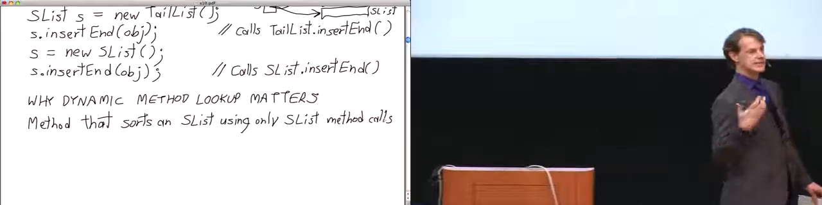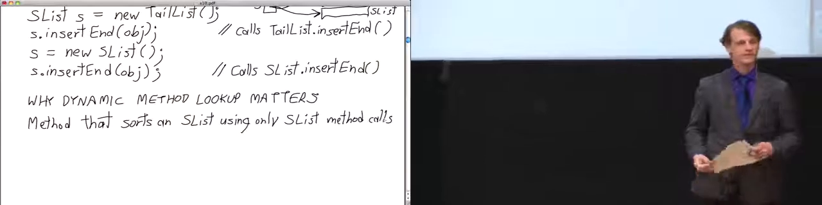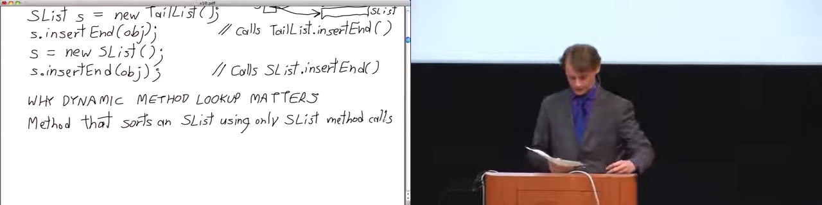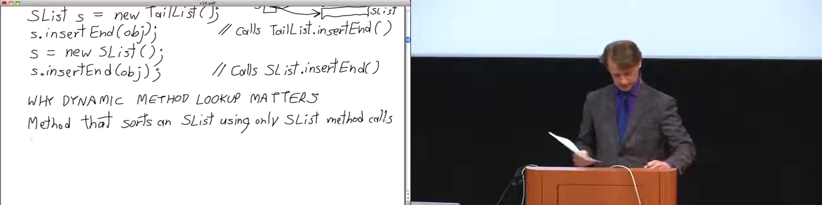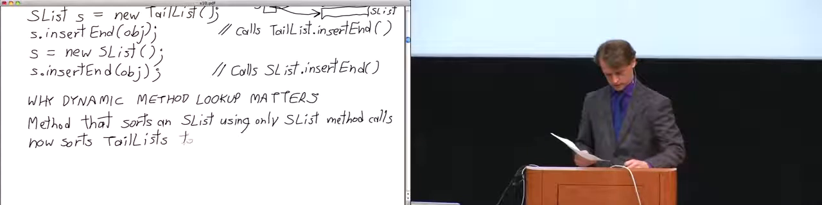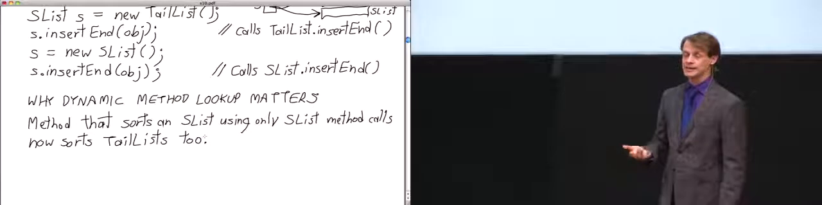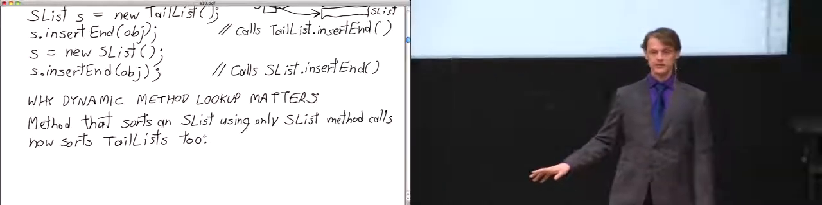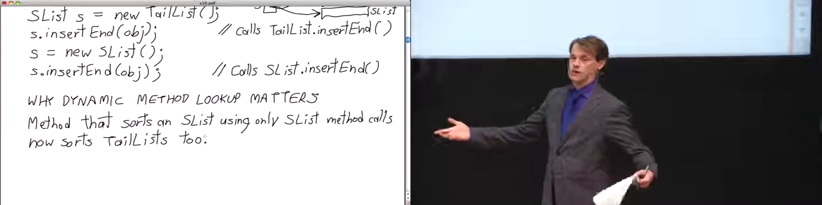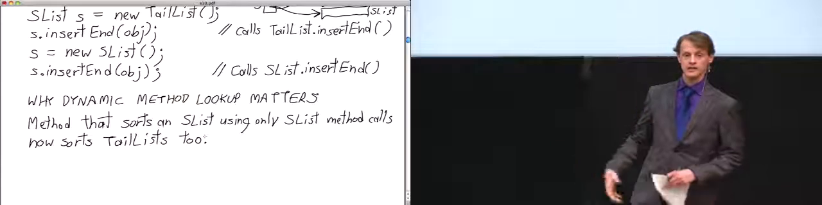So if you have a method that takes an S-list as input and either outputs a new sorted S-list or sorts the existing S-list in place, either one, doesn't matter, then now you have a method that sorts tail lists too. And the great thing about this is that the sorting method might have been implemented long before the tail list was implemented. The person who wrote the sorting algorithm didn't know tail lists would ever exist, but still that code that got written sorts tail lists too.